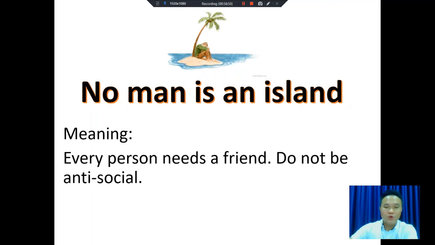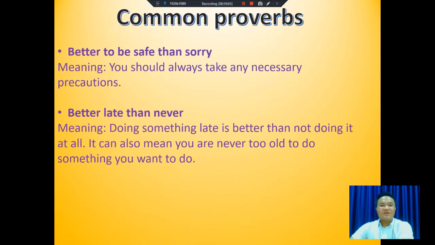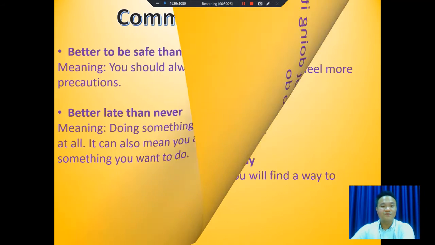No man is an island. It means every person needs a friend and should not be antisocial. Go out, socialize, meet new people. The world is a beautiful place. Now included here are some of the common proverbs that you can use in your essay. Better to be safe than sorry. It means you should take any necessary precaution. Better late than never. Doing something late is better than not doing it at all. It can also mean that you are never too old to do something you wanted to do.